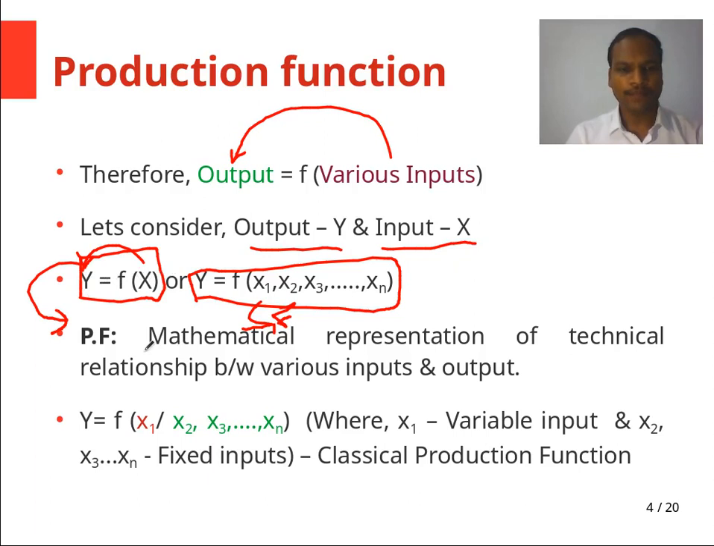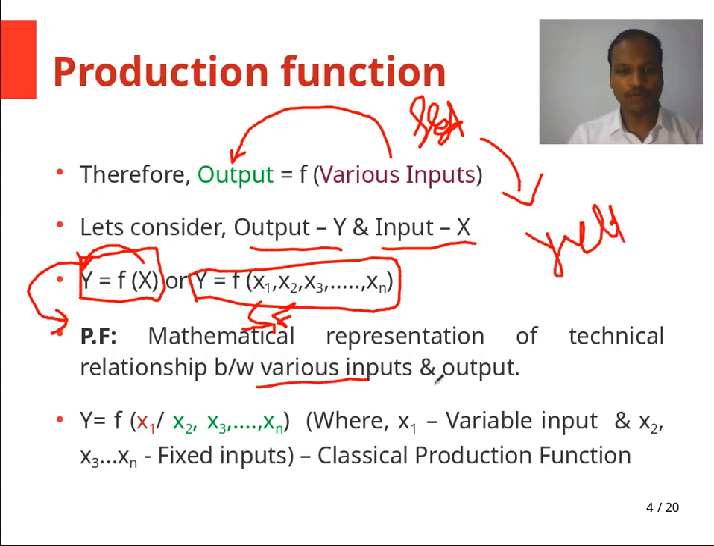Then we can define the production function as a mathematical representation, because y equal to f of x is a mathematical representation of a technical relationship. We know that this relationship is technical because when we input seed or fertilizer, we are going to get the output yield. That is why it is called a technical relationship between various inputs and output.